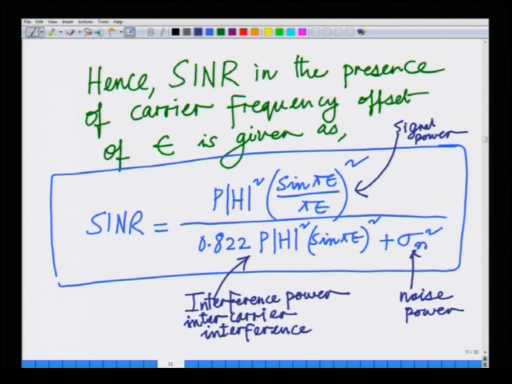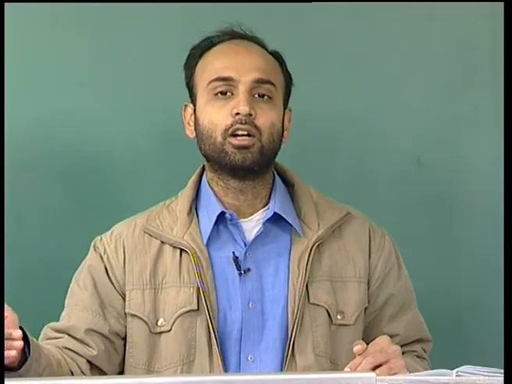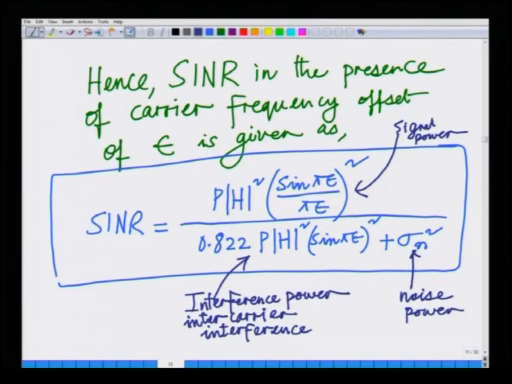Okay. So, this is the net expression, and you should verify that in the absence of carrier frequency offset, that is epsilon equals 0, this reduces to simply P magnitude h square divided by sigma n square, which is essentially the expression for the original OFDM signal to noise power ratio without any intercarrier interference, all right. So, you should verify that. In fact, it is straightforward. If you look at this expression, the numerator sin pi epsilon by pi epsilon tends to 1 if epsilon is 0, and the denominator, the interference, tends to 0. Hence, this is the expression, all right.